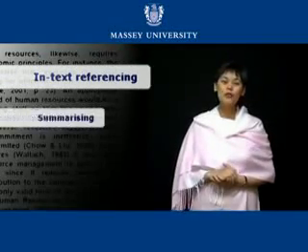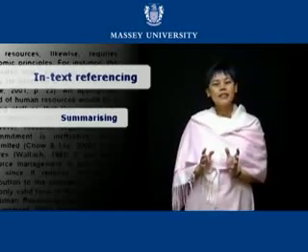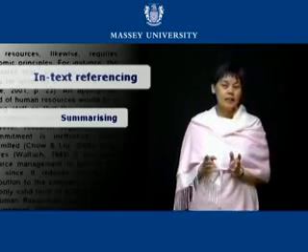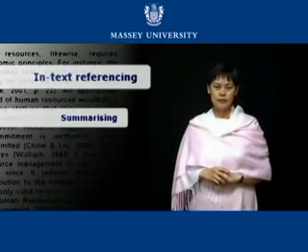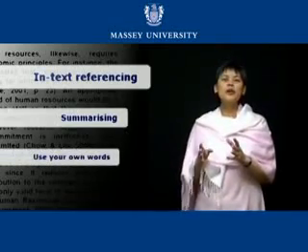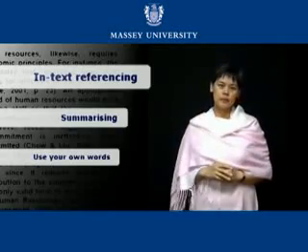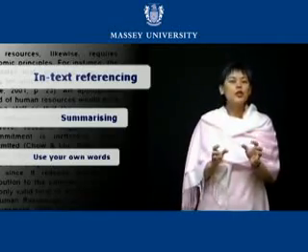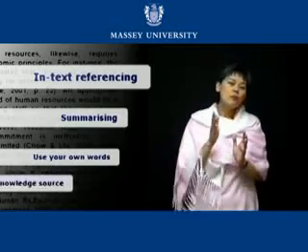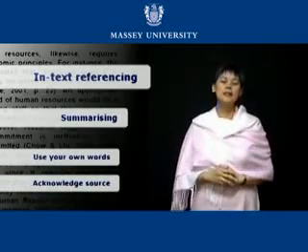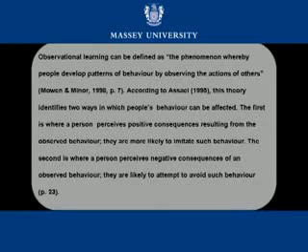Summarizing is the other form of in-text referencing. As stated earlier, when you use someone else's ideas, concepts, or data, but not their exact words, you are summarizing a source. You discuss someone else's work in your own words using your own sentence structure. So even though you are using your own words, you are still using someone else's ideas, so you must acknowledge the source.